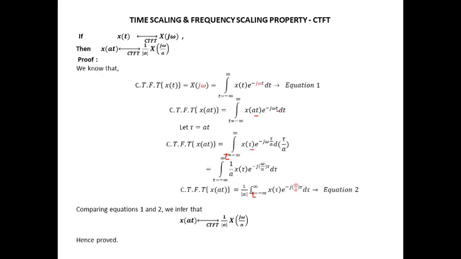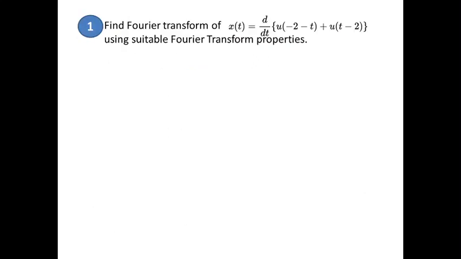Next, let us move on to a problem. So we have to see what is the advantage of using these properties. Let us take a very typical example where we will be seeing how some of these properties can be used. Find the Fourier transform of x of t equal to d by dt of u of minus 2 minus t plus u of t minus 2, using suitable Fourier transform properties.